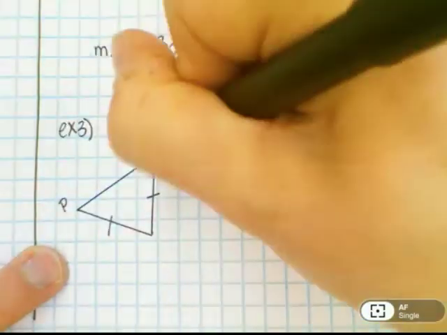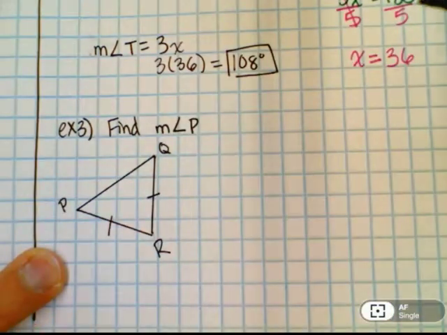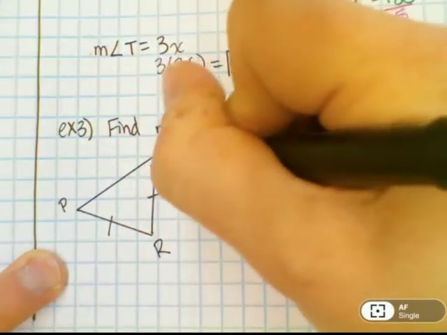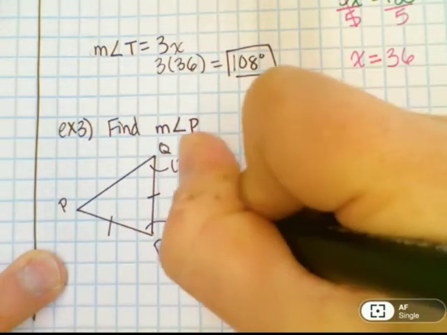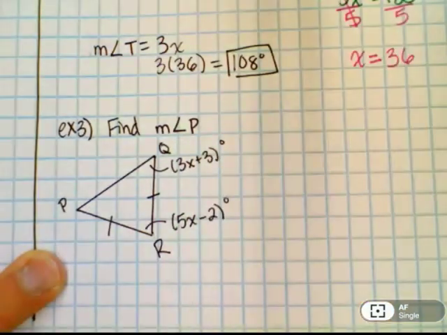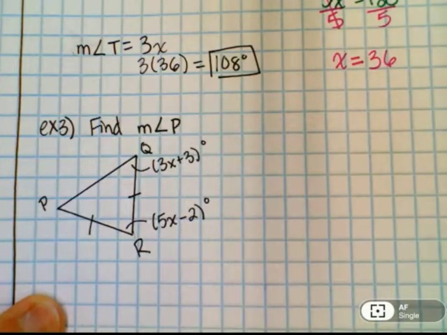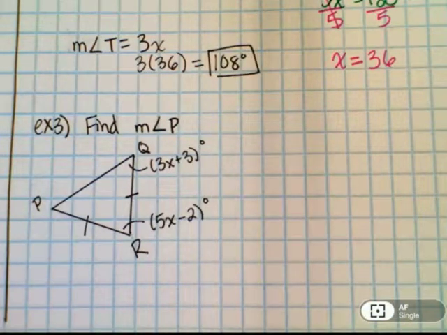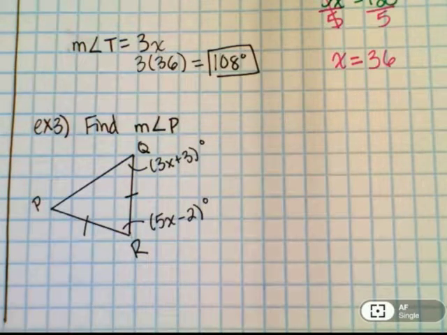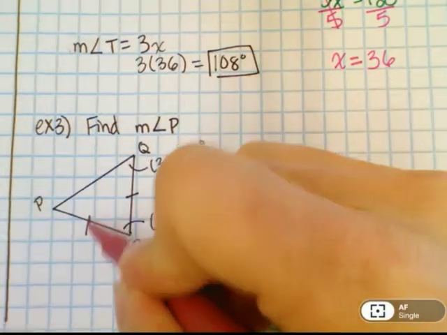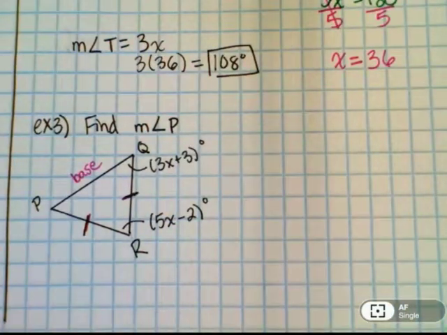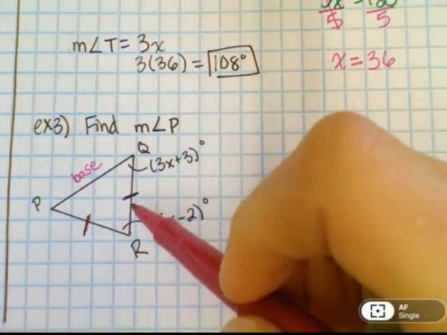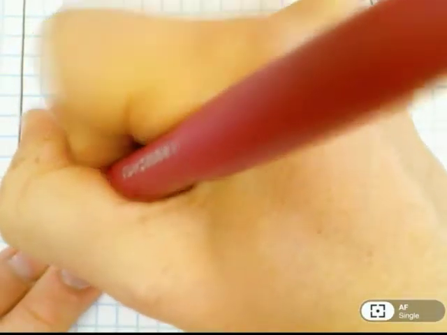We have P, Q, R. Angle Q is 3x plus 3 degrees. Angle R is 5x minus 2 degrees. And we're looking for the measure of angle P. So what's difficult, I think, about this problem is identifying the base, because we need to know what the two base angles are. And so since these are our two legs, that means this has to be the base. Sometimes it's helpful to write that in. That has to be the base because these are the legs. Those are the sides that are congruent. And that means these are our base angles.